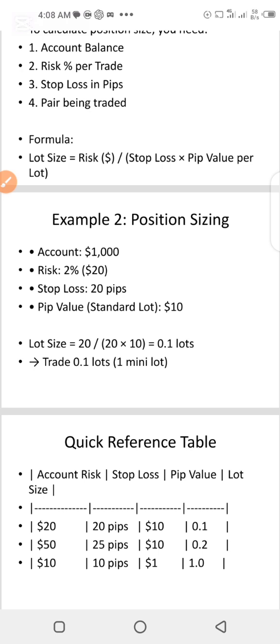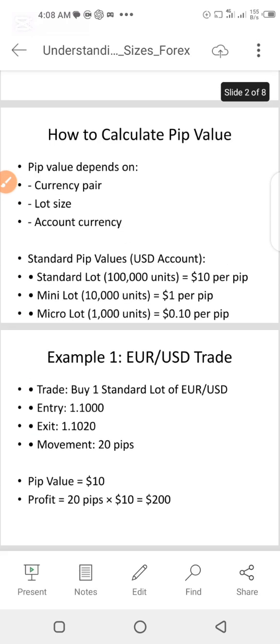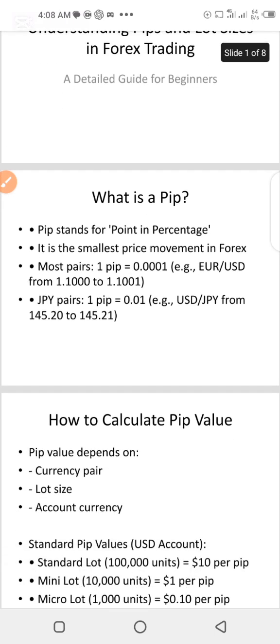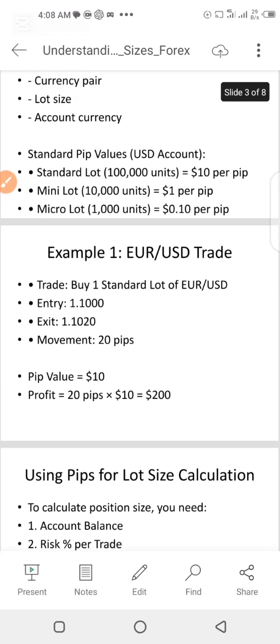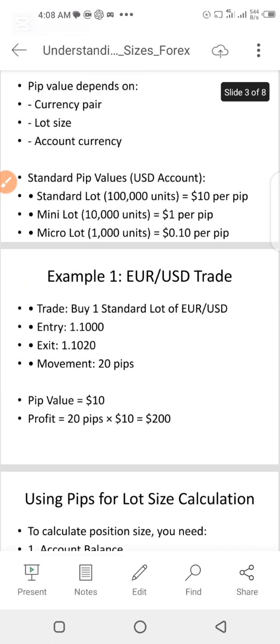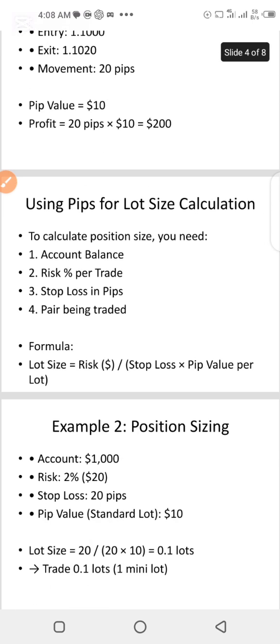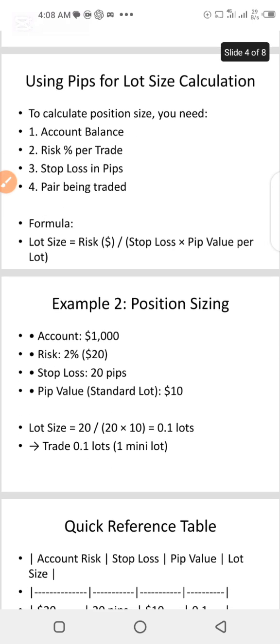Now they are going to be using what we studied at the first place: the standard lot size and the rest, what we call the mini lot size. Now his lot size is starting from $1 per pip, because he's going to risk 2% of the account. The stop loss is 20 pips, which means once the price moves by 20 pips against him, he's going to lose this $20. When it moves by 20 pips upwards, he's going to make 20 dollars upfront.